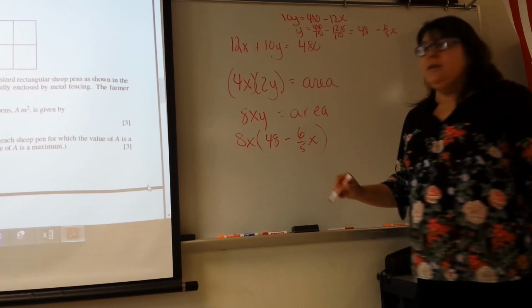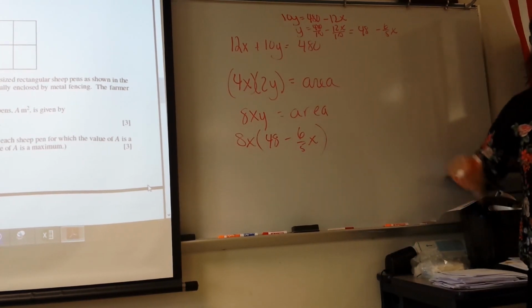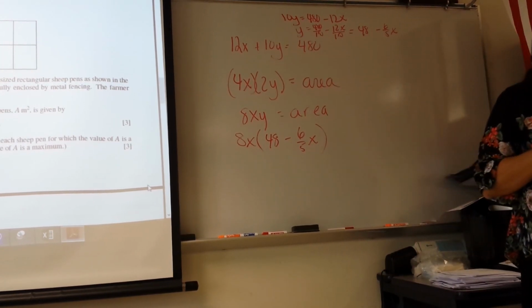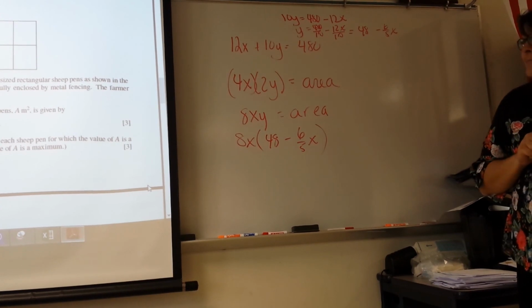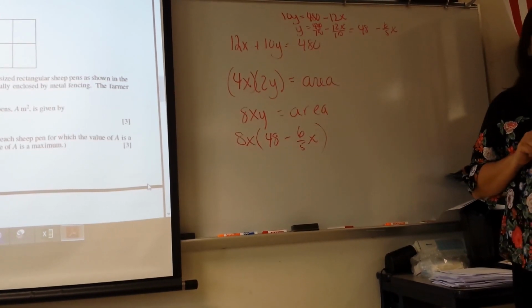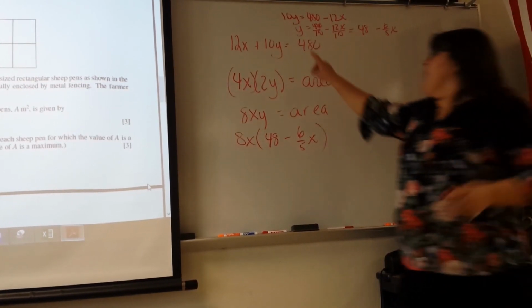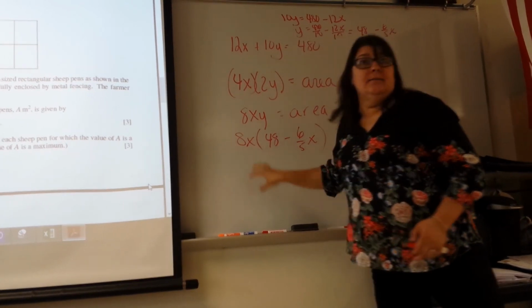Then you just distribute, clean it up a little bit, and it will look just like that. 384x, and then the 8x times negative 6/5 is going to... How did you take out the y? Because I solved for y in terms of x and plugged it in.